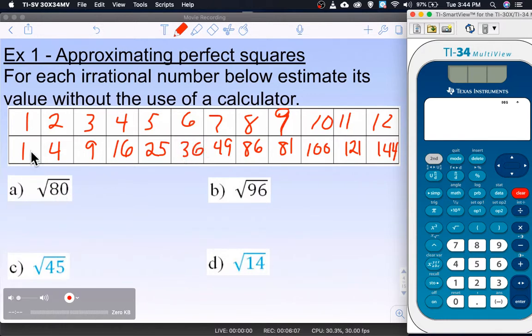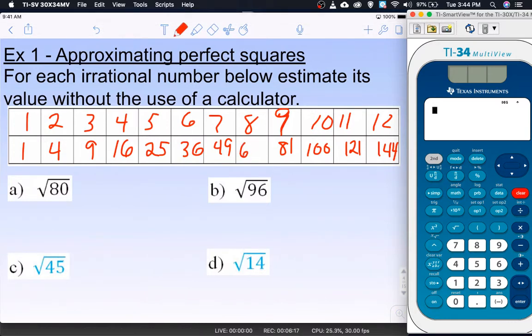Where would 80 fit in on my bottom row? It would fit, whoa. I've got a wrong thing in there. I had 86. That should be 64. Hopefully you were screaming at your screen because I had the wrong thing in there. My bad. Sorry.